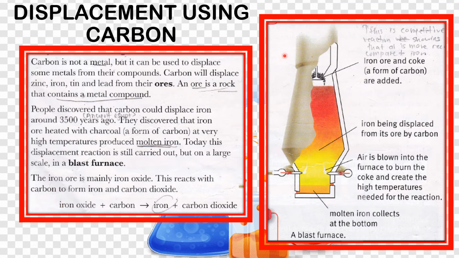So look here, this is what we call the blast furnace. You have iron ore and coke, a form of carbon, added. Iron is displaced from its ore by carbon. Why? Because simply carbon is more reactive than iron. Please remember the mnemonic, guys. Please stop calling me a careless zebra. Instead, try learn how to score perceived goals. Air is blown into the furnace to burn the coke and create the high temperatures needed for the reaction. Molten iron collects at the bottom. This is how the blast furnace works.